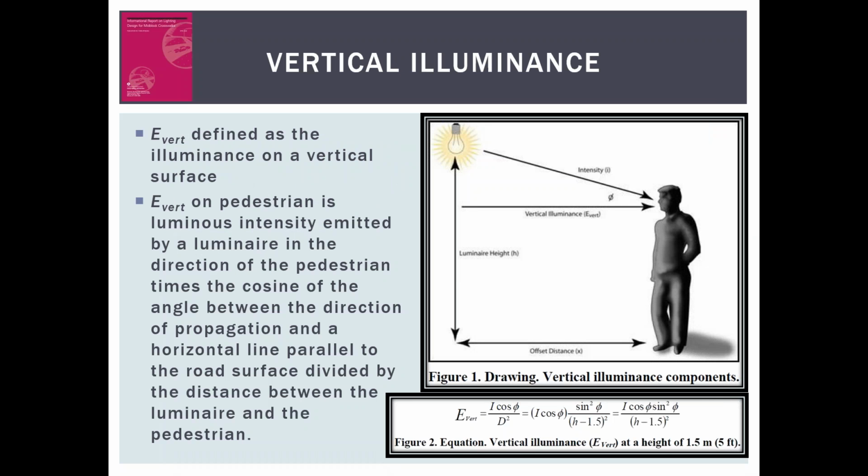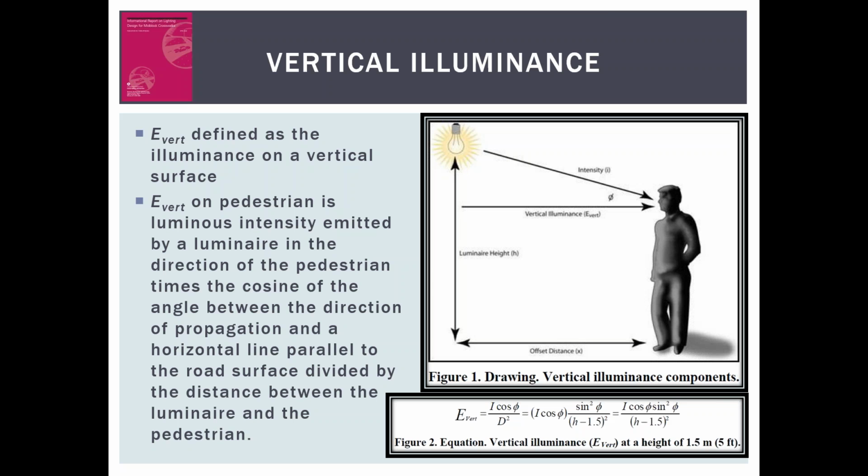Another important metric is vertical illuminance. Vertical illuminance is defined as the illuminance on a vertical surface. The vertical illuminance on a pedestrian is the luminous intensity emitted by the luminaire in the direction of the pedestrian times the cosine of the angle between the direction of propagation and a horizontal line parallel to the road surface, divided by the distance between the luminaire and the pedestrian. It may sound complicated, but it really means the lighting on the front of the pedestrian as opposed to the lighting of the top of the head of a pedestrian. You're much more visible, you're seen by the lighting on the front of the pedestrian than by overhead lighting.